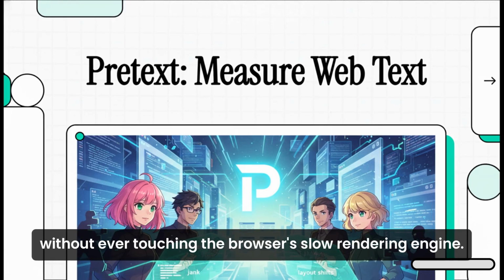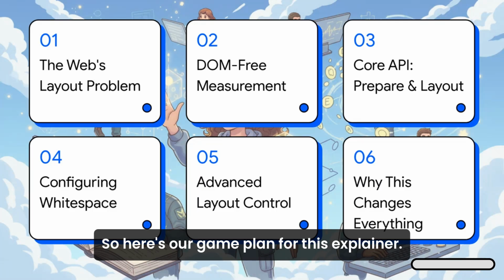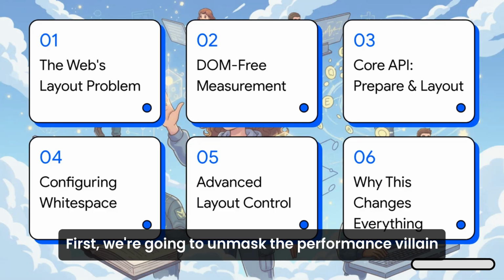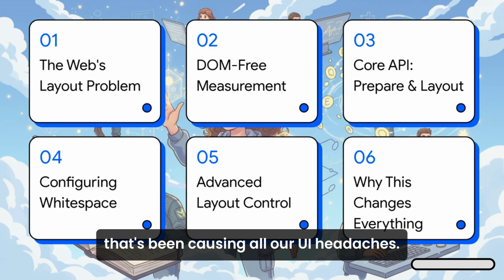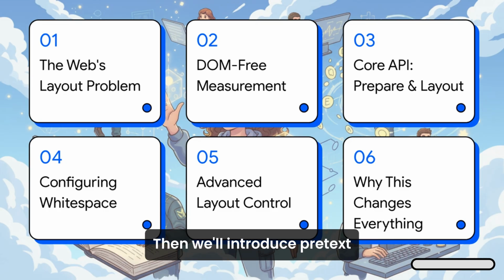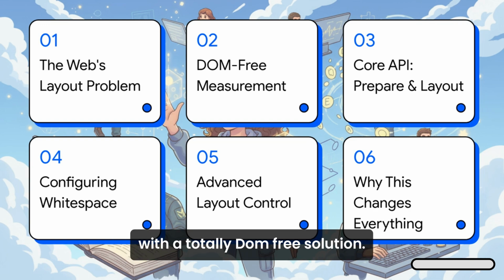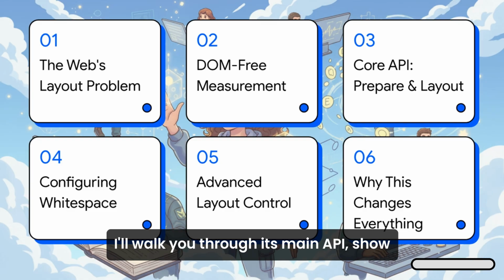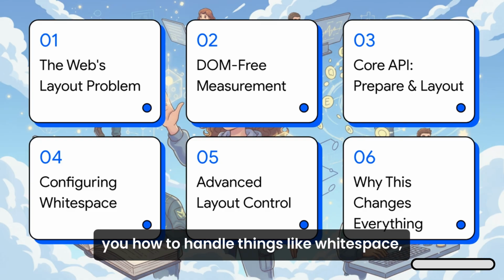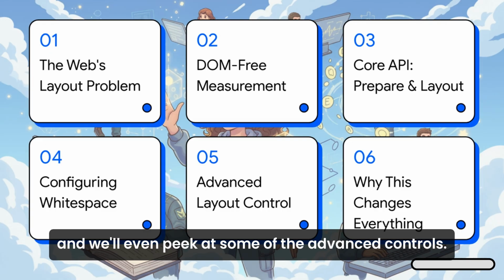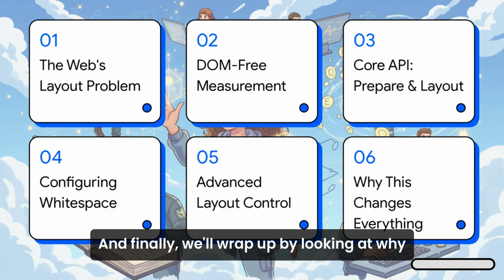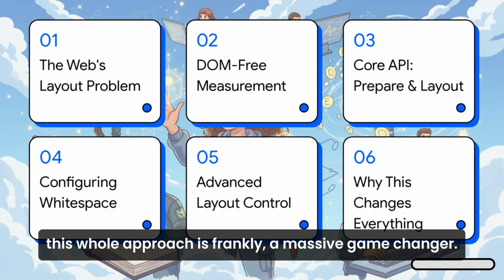slow rendering engine. So here's our game plan for this explainer. First, we're going to unmask the performance villain that's been causing all our UI headaches. Then, we'll introduce Pretext as the hero that comes to the rescue with a totally DOM-free solution. I'll walk you through its main API, show you how to handle things like whitespace, and we'll even peek at some of the advanced controls. And finally, we'll wrap up by looking at why this whole approach is, frankly, a massive game changer.